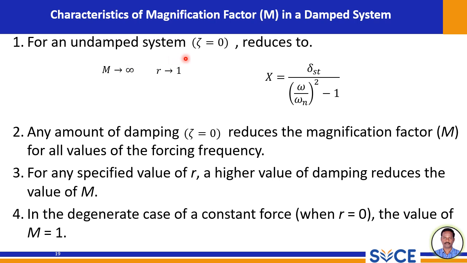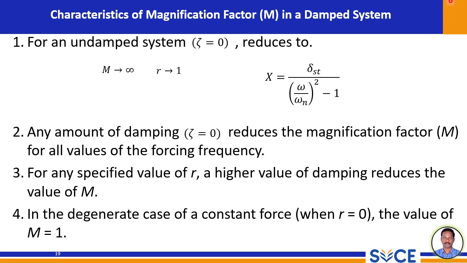For an undamped system, the magnification factor reduces to infinity as R approaches 1. This means that in an undamped system, the magnification factor approaches infinity. See, just substitute 1 here: 1 minus 1 is 0. Since it is 0, X will become infinity. Next thing is, any amount of damping reduces the magnification factor for all values of the forcing frequency. This is a very crucial point. And a small amount of damping can significantly reduce the amplitude of vibration, especially near resonance.